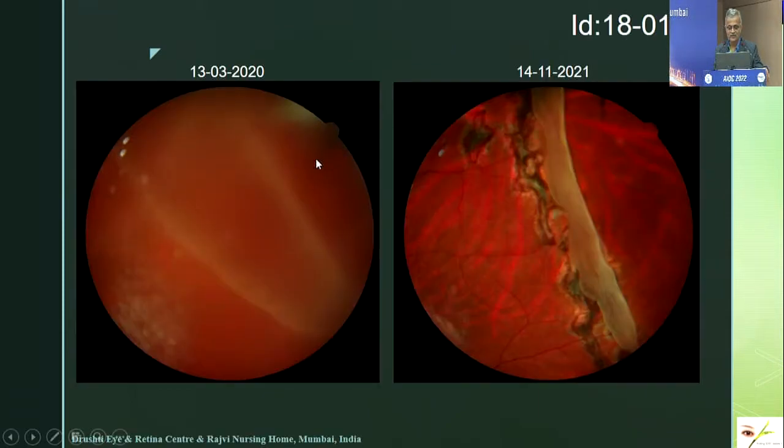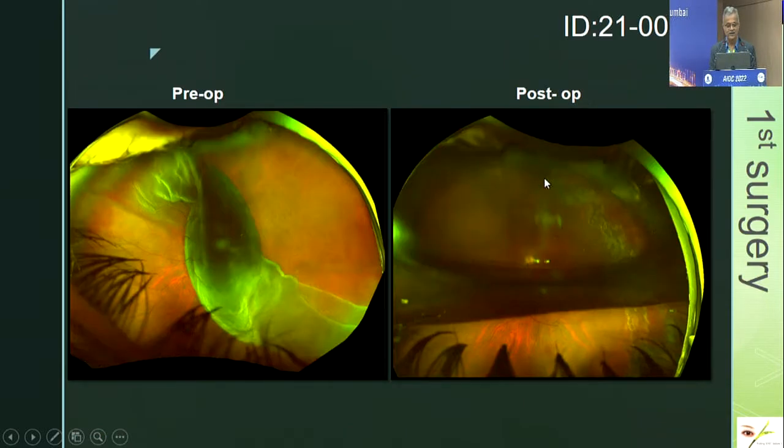Another one-eyed patient with a giant tear, only 23 gauge vitrectomy was done with C3F8 gas tamponade. Though the edges were rolled here, the retina was nicely attached. The patient had cystoid macular edema but has recovered good visual acuity, and for more than 2 years is maintaining good visual acuity.